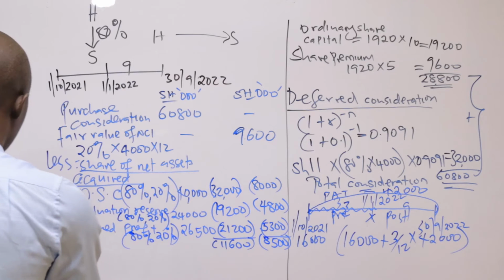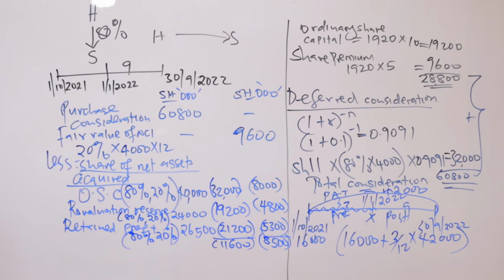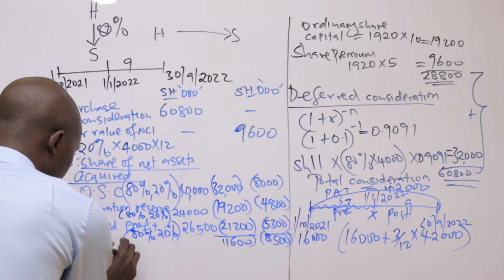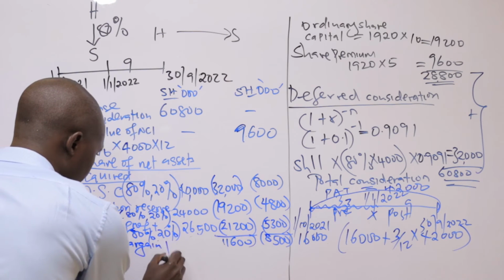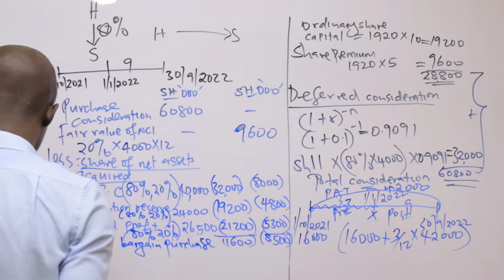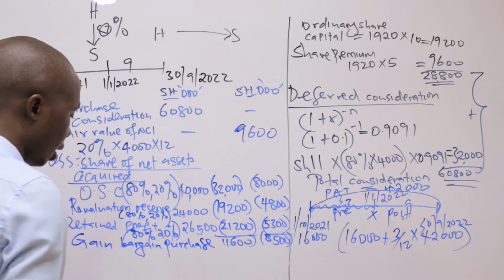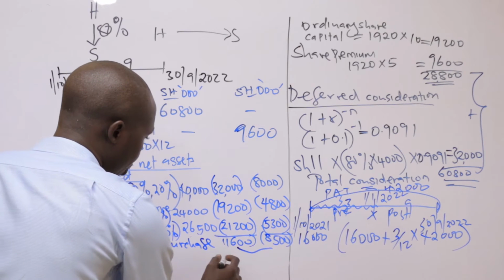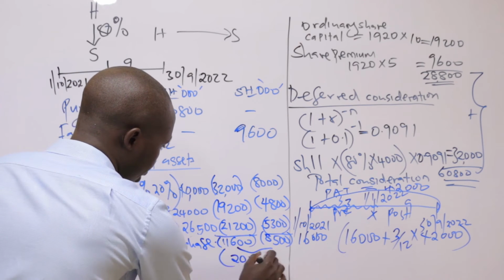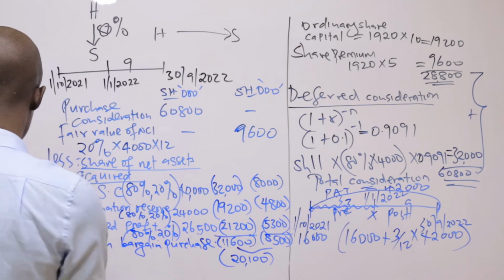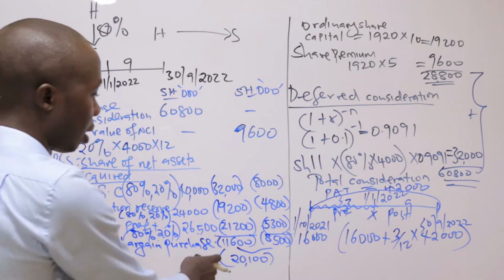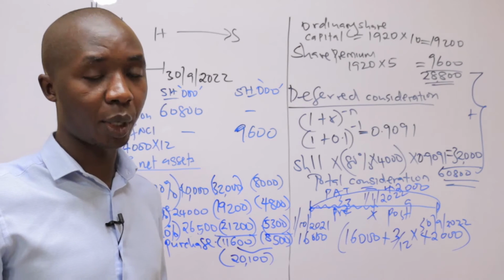So this one can never be goodwill, but we call it a gain on bargain purchase. Again, gain on bargain purchase. So if I add the two, I'm getting that gain on bargain purchase of 2,100. So this one would appear in the profit and loss statement as an income. This is an income.